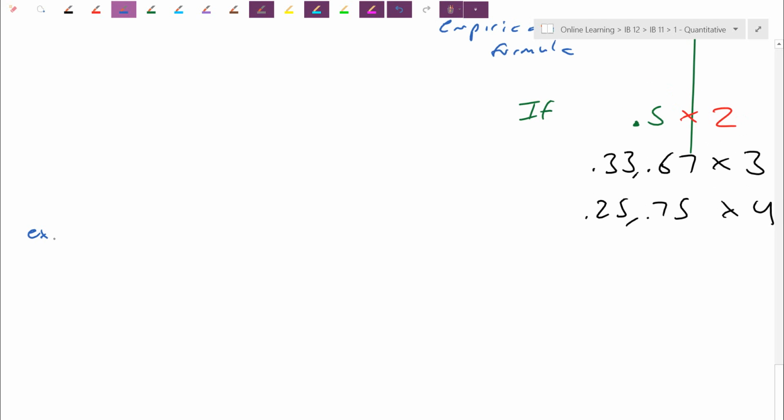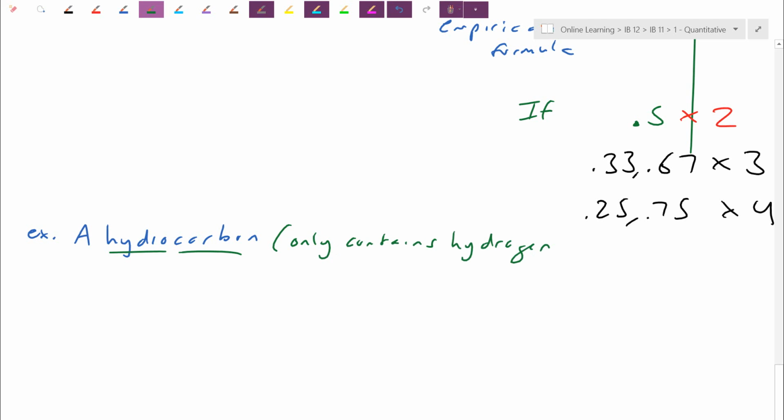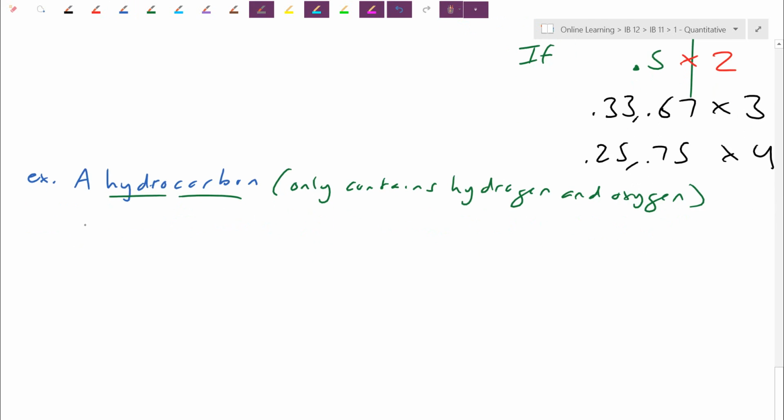Let's start off here, new example. A hydrocarbon. Oh no, there's a new word there. That's actually an organic family, very simple organic family because it only contains 2 elements. The hydro part tells you it contains hydrogen, and carbon. So that's a family that just has C's and H's. A hydrocarbon contains 81.7% carbon.